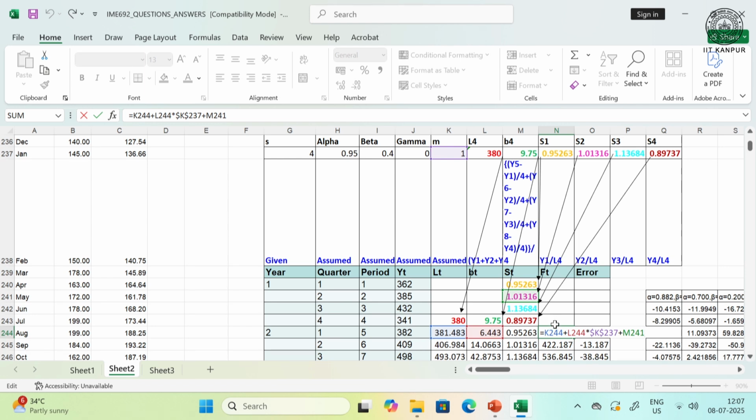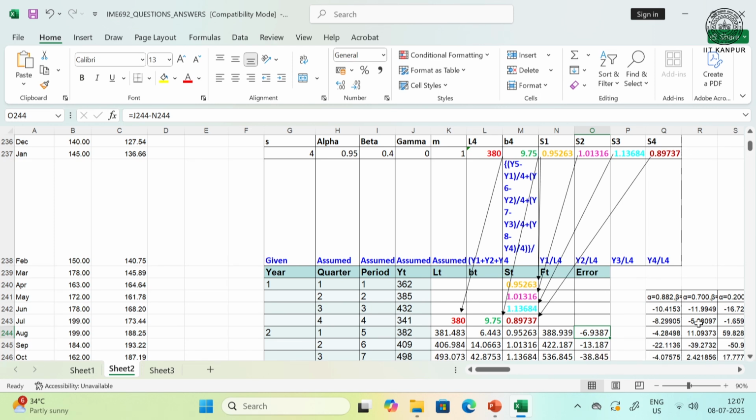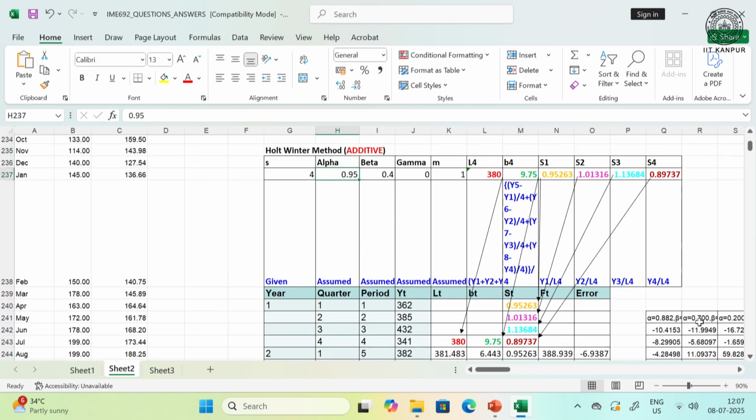1.01316. So, based on that I find out FT, then I find out the difference of YT and FT, which is column J and N. Based on that I find out the error, and I replicate the values accordingly, I have the errors. So, let us assume I change the values of alpha just for simplicity.